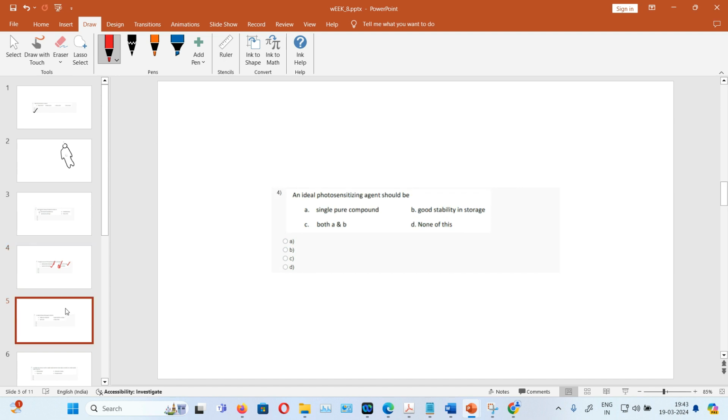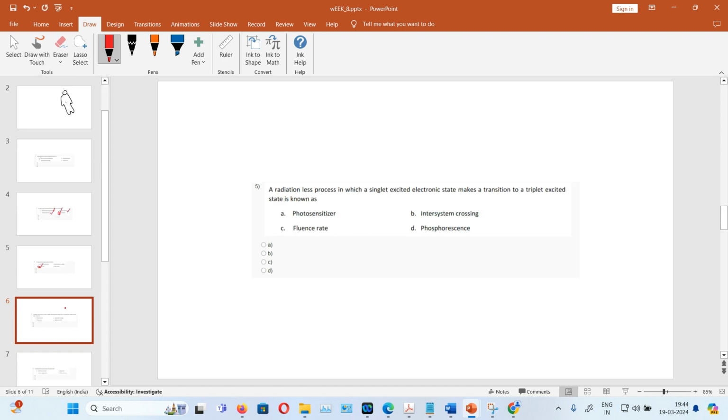So the next question: an ideal photosensitizing agent should be a single pure compound, have good stability in storage, both A and B, or D, none of these. So it also seems to work that way. It should be a pure compound, and it should have strong stability in storage also. So the answer for this question is C, both A and B.